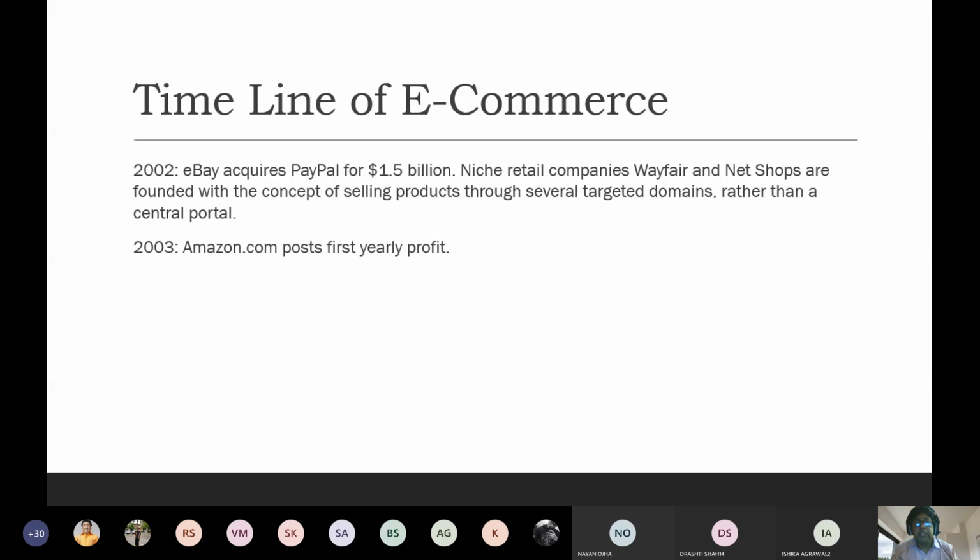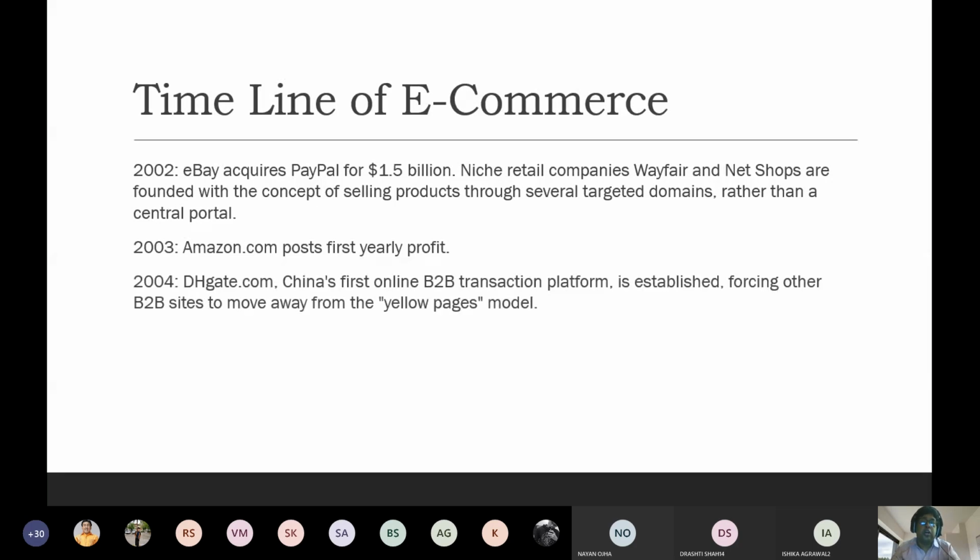Now in 2003, Amazon.com posts its first yearly profit. In 2004, dhgate.com, China's first online B2B transaction platform, is established, forcing other B2B sites to move away from the yellow pages model. So how many of you are aware of a term called yellow pages? Is everyone aware of the term yellow pages? Have you all heard about the term yellow pages?